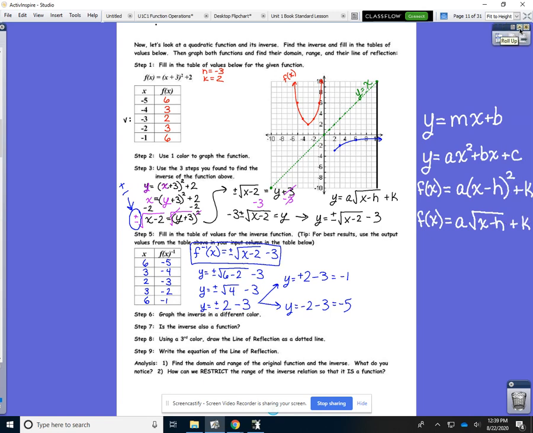All right, so my inverse is written as plus or minus square root of x minus 2, minus 3. And if you look at the table and you weren't sure how we got some of those values, just keep in mind that I told you to take your output column and rewrite it in your input column.